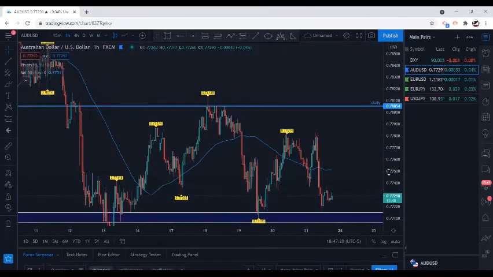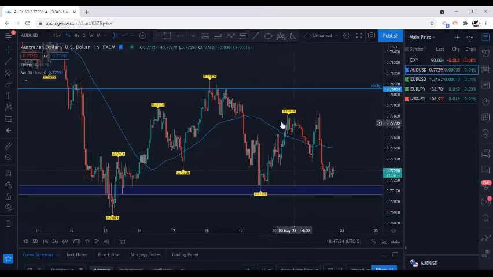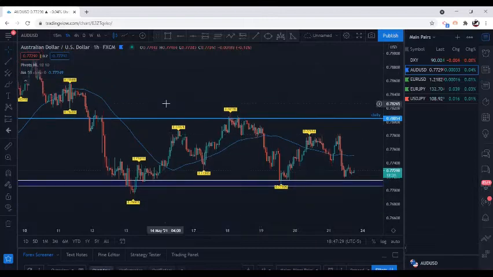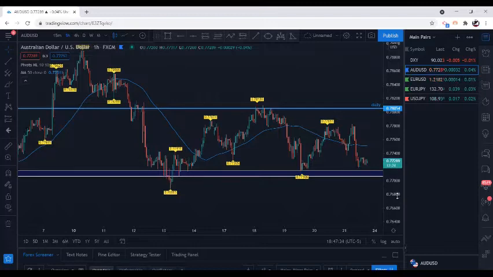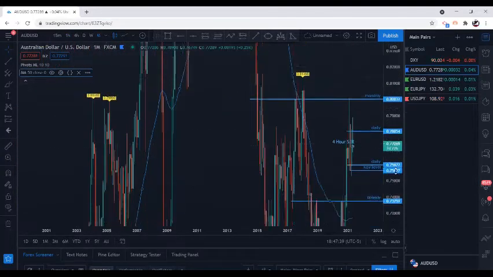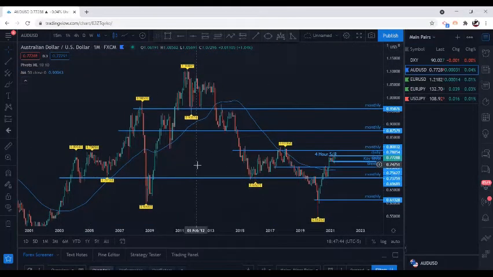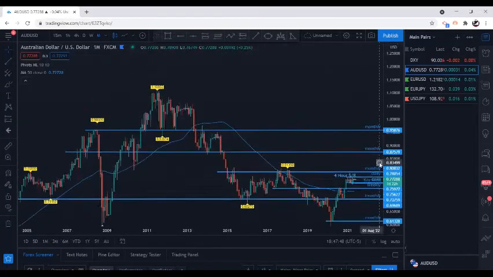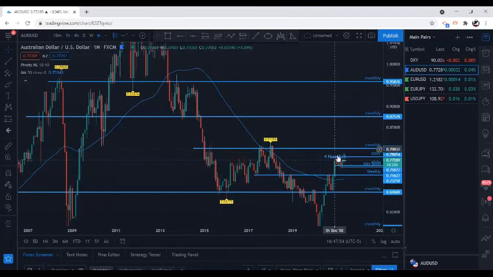This video is going to be the weekly breakdown of Aussie USD and Euro USD. As you can see, we're going to do things a little different this time around because my levels are already drawn up on my chart. So this week I will not be drawing the levels but rather explaining why I drew these levels on the chart.